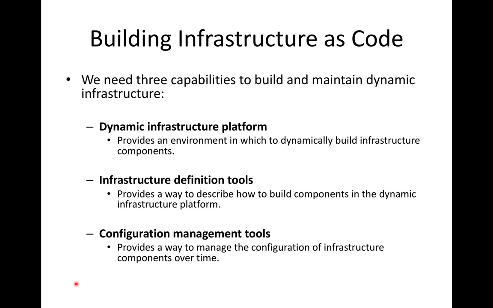How do we build infrastructure as code? Well, in order to do that, we need three different capabilities. We need a dynamic infrastructure platform, and this is a platform that we can use to dynamically build and create infrastructure components. We need some sort of infrastructure definition tool. The infrastructure definition tool uses the code that we write to describe how to build these components in a dynamic infrastructure platform. And then finally, we need some sort of configuration management tool.